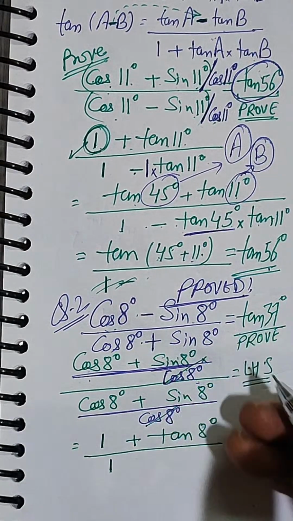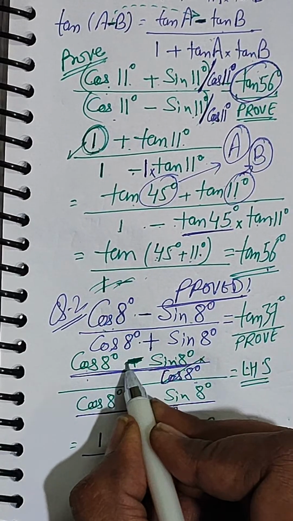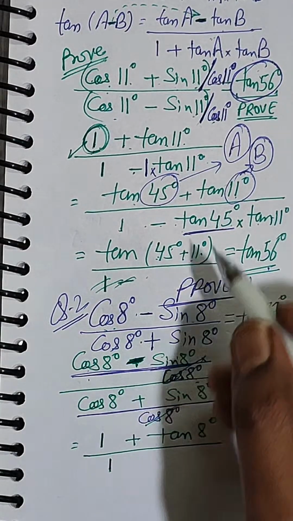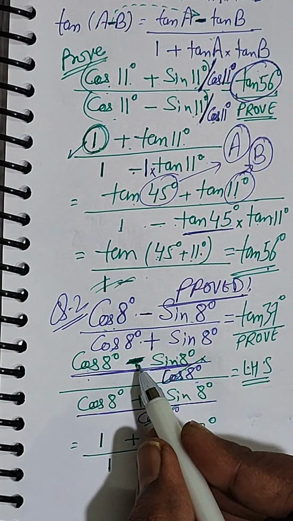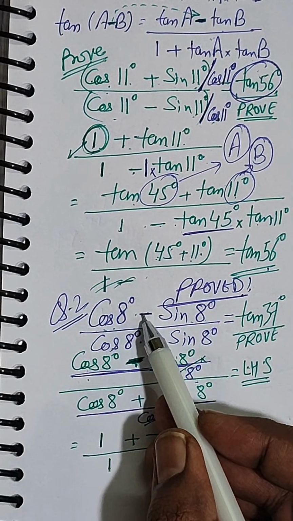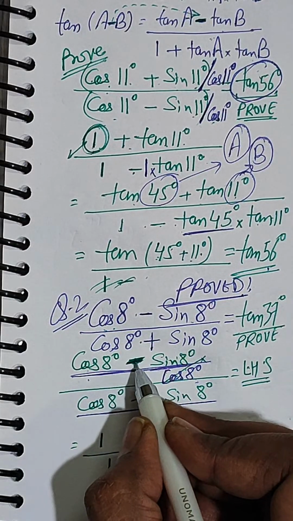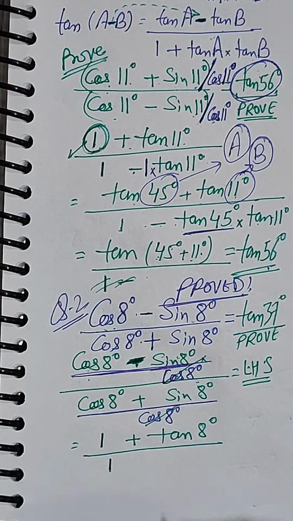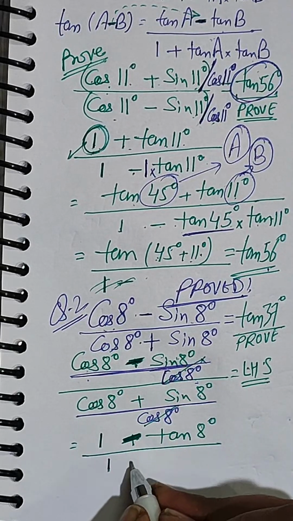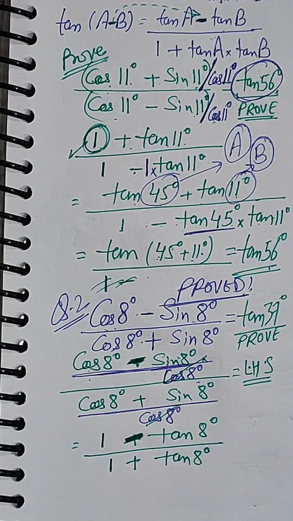And here you can see a minus sign was there. Don't forget, actually I put it as per the previous question. For the application of tan A plus B, a plus sign was there. But we are going to see the application of A minus B. That's why there is a minus sign in the numerator of the question, right? So cos 8 minus sin 8 by cos 8 plus sin 8 will give you 1 minus tan 8 degree divided by 1 plus tan 8 degree, right?